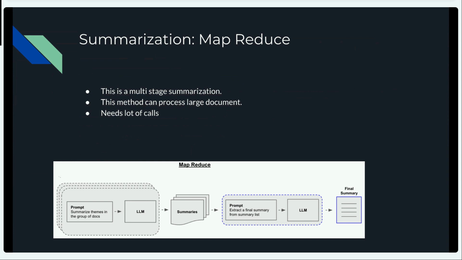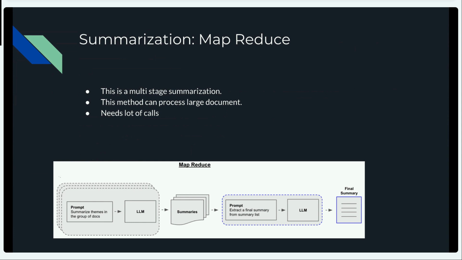I think everyone already knows the concept of MapReduce, but just to reiterate, you have two stages in this approach. In the map step, you divide your complete PDF or your large document into smaller chunks, and then you summarize each of these chunks. And then in the reduce part, you take all of these summaries, you stack them together, and then you generate a final summary. The downside of this approach is that it needs a lot of calls. You end up making upwards of 30 or 40 calls just for a single document summarization.